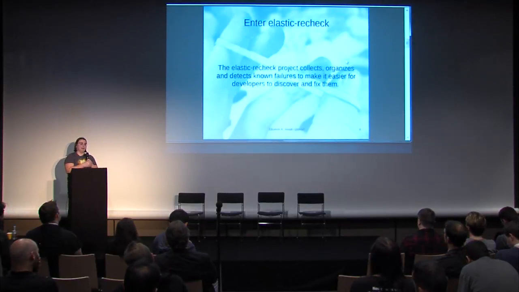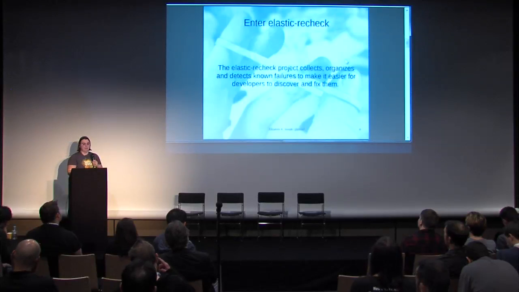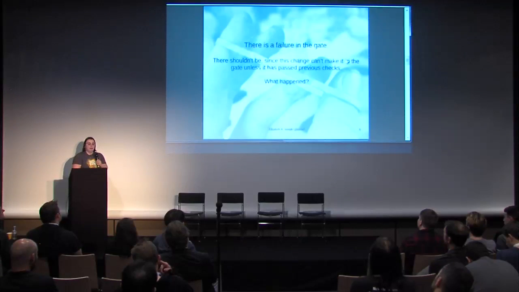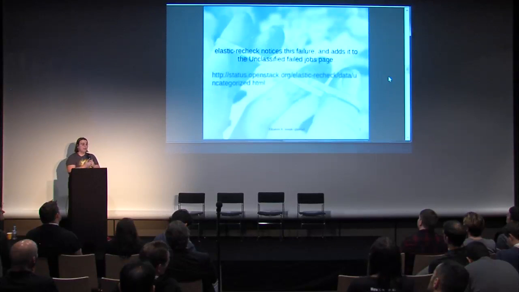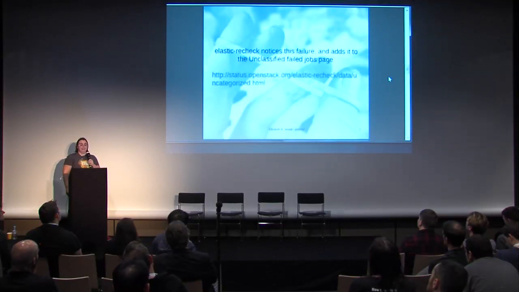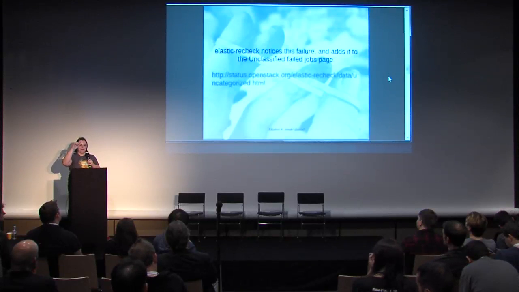So Elastic Recheck is a project that is meant to collect, organize, and detect failures that have been defined. So when there's a failure in the gate, and you think there shouldn't be, you have to wonder what happened there. So Elastic Recheck notices that there's been a failure, and it adds it to this website. I should have had a screenshot, but I don't. It's just a web page that has a bunch of types of tests and the things that have failed on them.